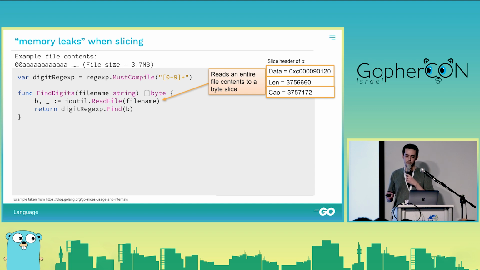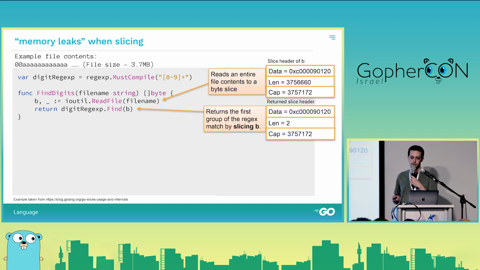Then we pass b as an argument to the find method. The find method returns the first group of the regex match by slicing its argument, b. So the returned slice header of find looks like that. Data points to a backing array, once again, but you can notice it is the same address as our previous slice header.